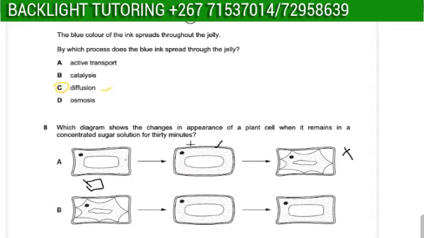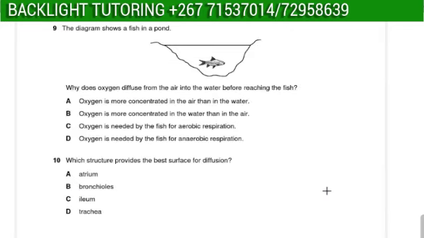Because the sugar solution is more concentrated, the water molecules in the plant cell will move out into the sugar solution. So that's why it shrinks like this, right? So this one is out. We have to start with the regular cell. This one is out. So we're going to C and D.